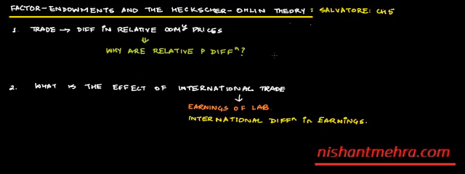In this recording, we're going to take our discussion of international trade further, and we're going to discuss Heckscher-Ohlin theory in this part of the recording. And the reference is Salvatore chapter 5.